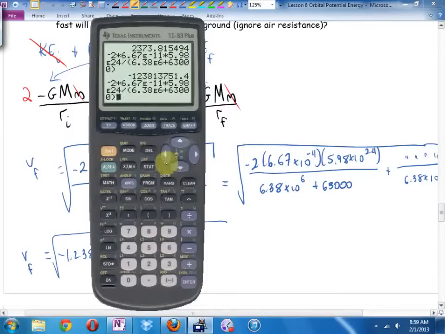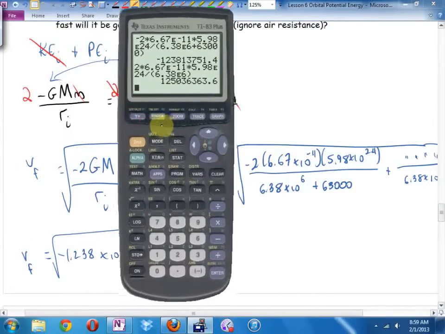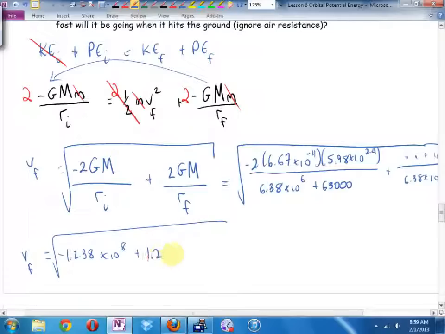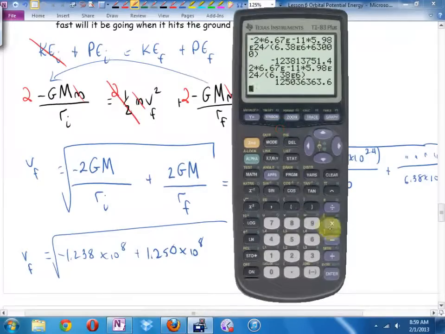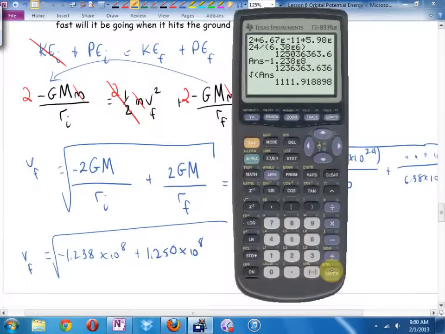The second one, I lose the negative, boom, and I lose the 63,000, but everything else is the same, right? I get 1.250 times 10 to the 8th. So I take that and I subtract the first number, 1.238 times 10 to the 8th. And then I square root. And it's coming in at about just over 1 kilometer a second.